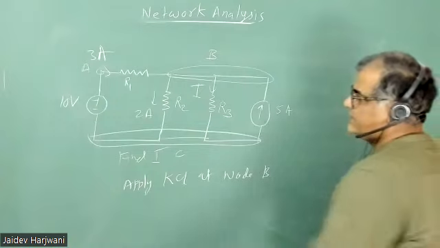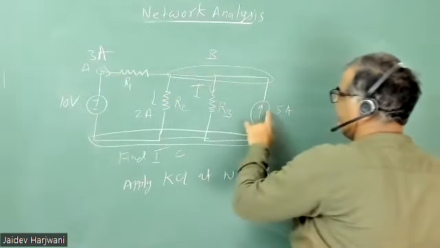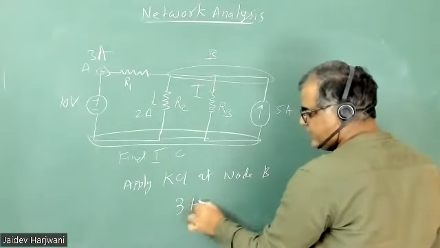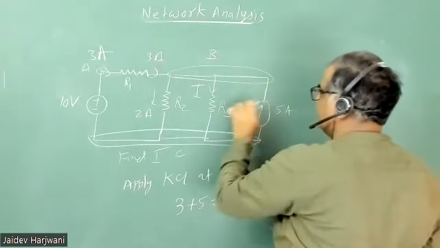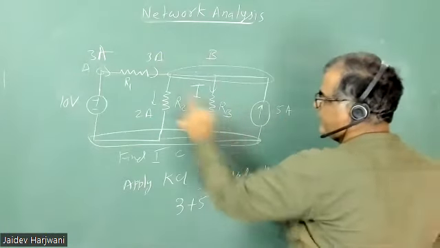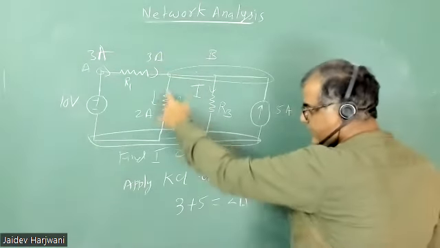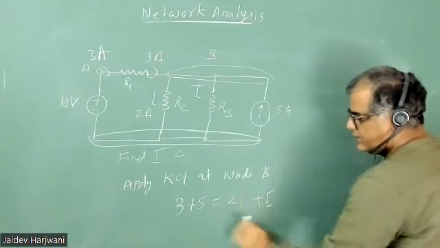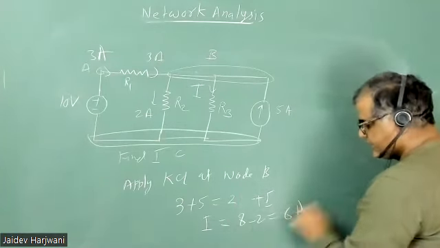Okay. We see 3 ampere current is coming towards this node. 5 ampere is coming towards this node. So incoming current is what? 3 plus 5. This current is coming towards this node. This is one node. This is one point. How much is leaving? 2 ampere. How much is going out of this node? I. So I will come what? 8 minus 2, 6 amperes.